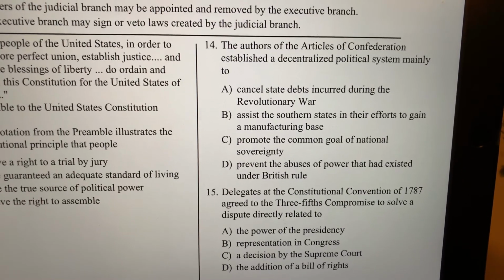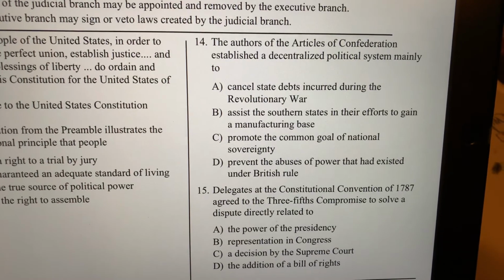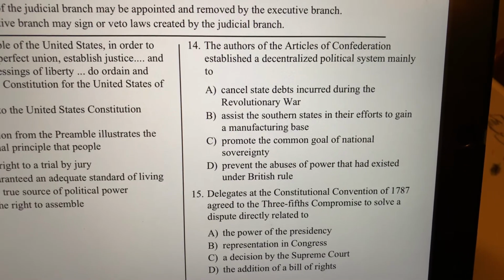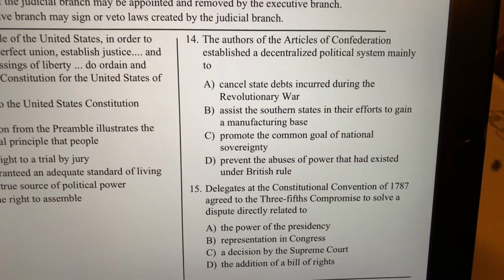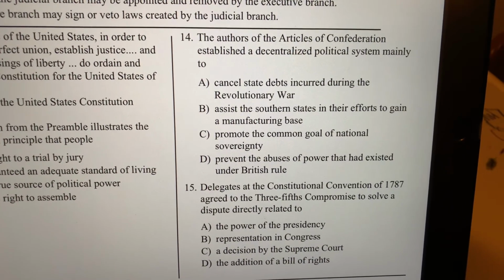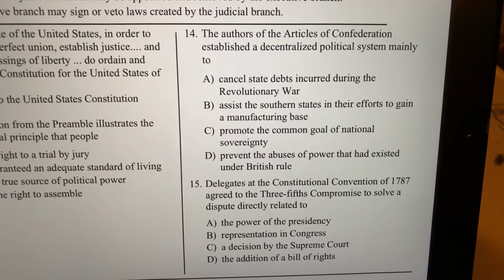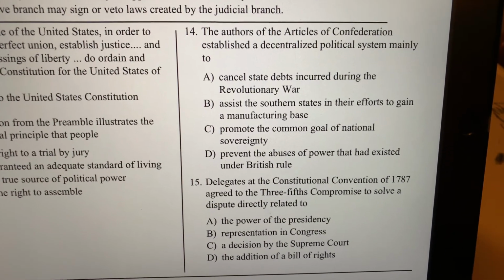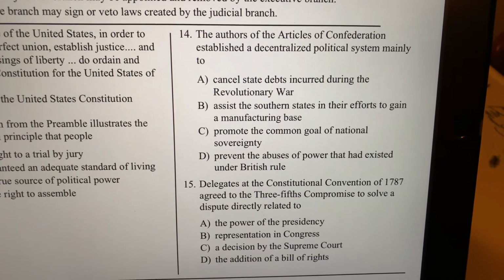Number 14. The authors of the Articles of Confederation established a decentralized political system, mainly to A. cancel state debts incurred during the Revolutionary War, B. assist the southern states in their efforts to gain a manufacturing base, C. promote the common goal of national sovereignty, or D. prevent the abuses of power that had existed under British rule.